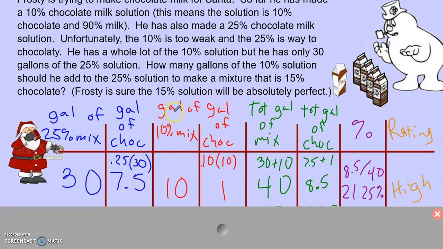I then just take a guess. How much of this weaker solution should I add to this? And I just guessed 10 because I often just start with 10 as my first guess.